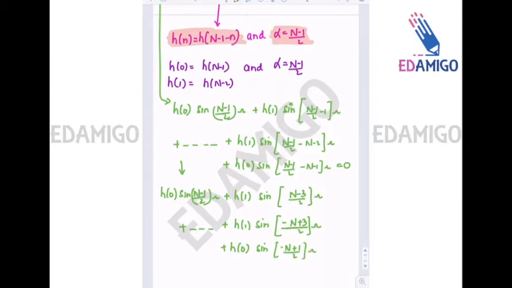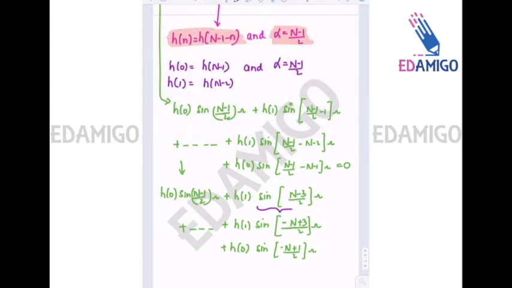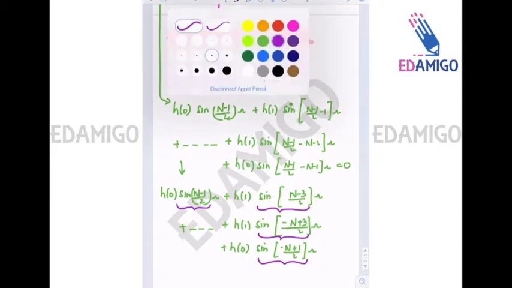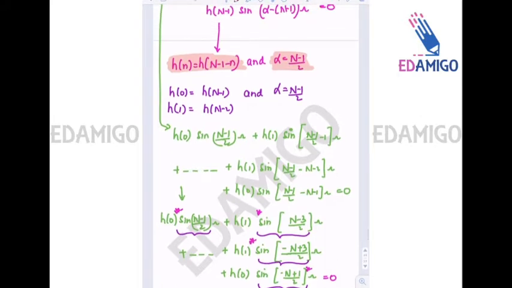Okay, now I can see that since sine is an odd function, this term and this term are opposite to each other. Similarly, this term and this term are opposite to each other. So this term will cancel this term, and this term will cancel this term. So the third term will cancel the third last term, and so on. And this summation will become 0. That was the requirement. So this is the condition for a linear phase FIR filter.